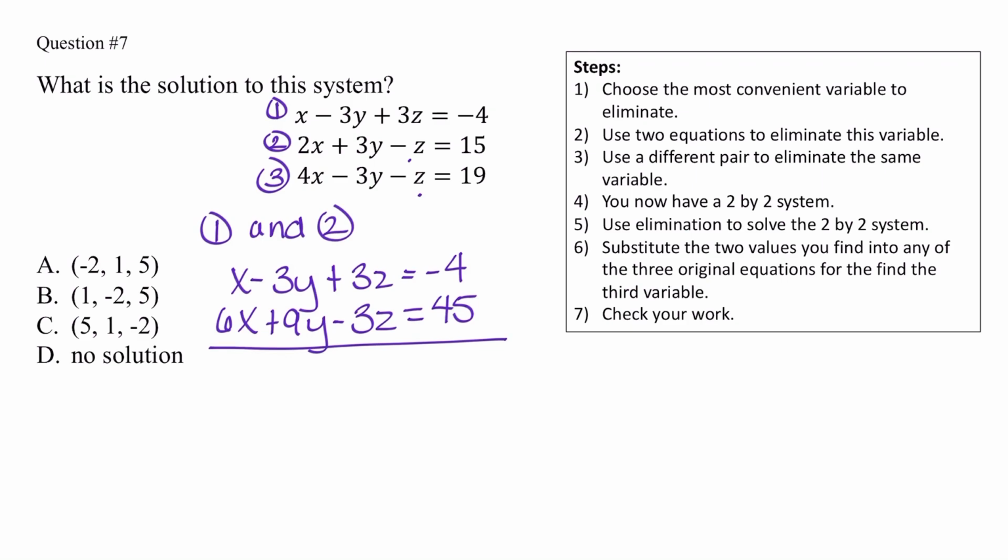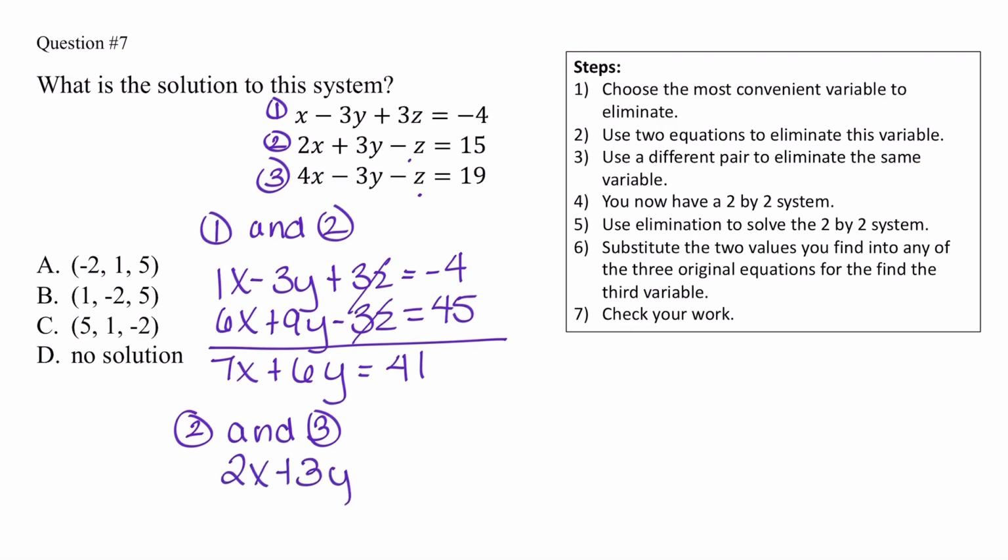So when I combine these, I get 1x plus 6x, which is 7x, minus 3y plus 9y, which is plus 6y, plus 3z minus 3z cancel, and that equals 41, right? Negative 4 plus 45. Now I'm going to combine equation 2 and equation 3, because once again, I'm going to try to cancel out z. So equation 2 is 2x plus 3y minus z equals 15. The second equation I'm going to multiply by negative 1 so that I can get z to cancel out. So I have minus 4x plus 3y plus z equals negative 19.